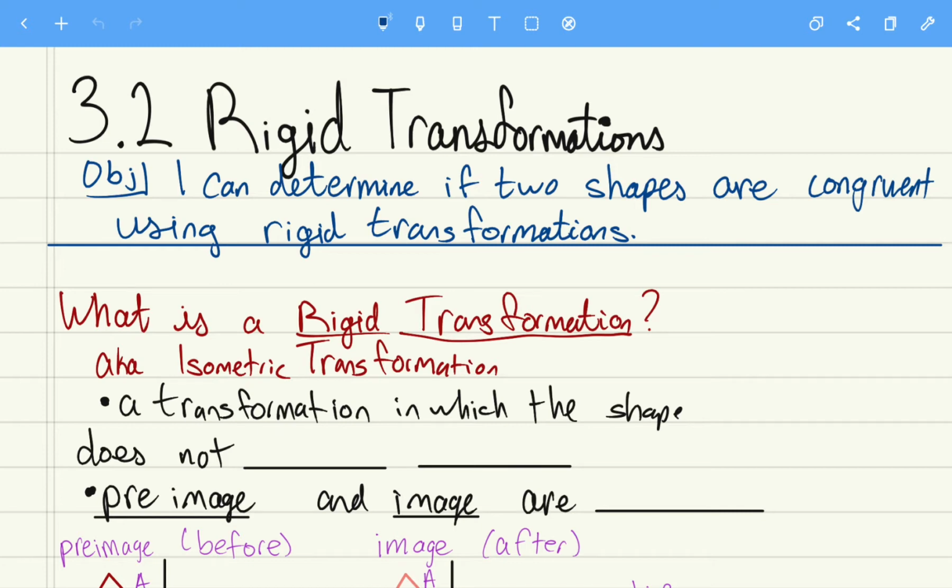So what is a rigid transformation, also known as an isometric transformation? This is a transformation in which the shape does not change size or angles. So it's going to look exactly the same. It might be flipped or turned a little, but we're going to talk about those kinds of changes in a moment.